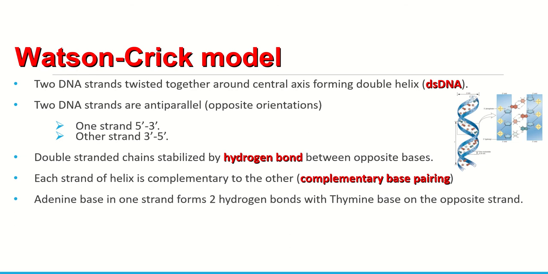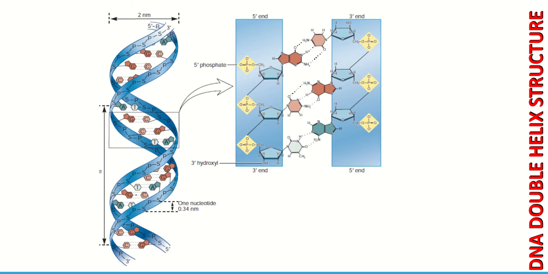Adenine base in one strand forms 2 hydrogen bonds with thymine base on the opposite strand. Guanine forms 3 hydrogen bonds with cytosine, and we know that adenine pairs with thymine and guanine pairs with cytosine. Again, as we can see here from the diagram, it's a double helix, 2 strands of DNA in opposite orientation, with the nitrogenous bases in between.